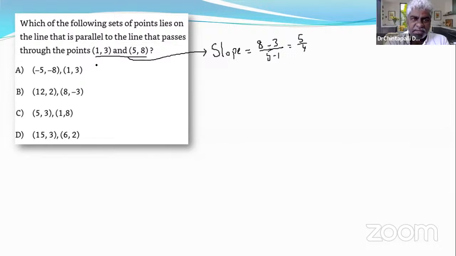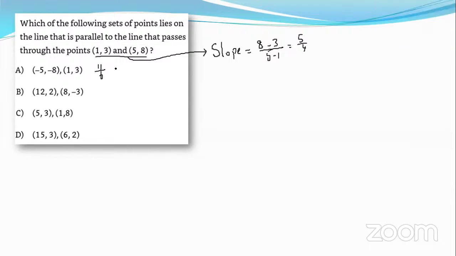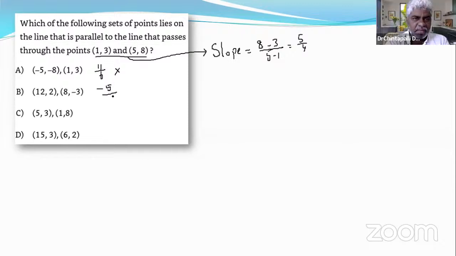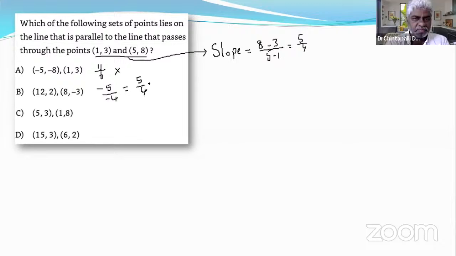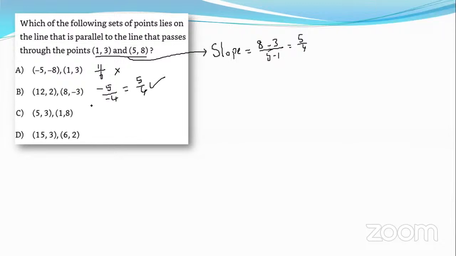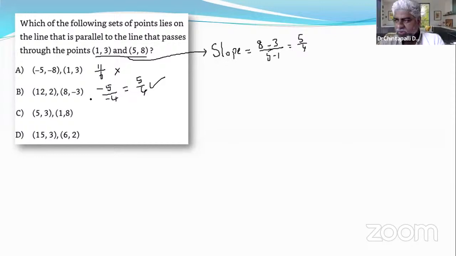Here 3 plus 8, 11 by 6. Not correct. Minus 3 minus 2, negative 5. Wrong. 8 minus 4 is the same, correct. It is equal to 5 by 4. Correct. We need not check the remaining because only one option is correct.